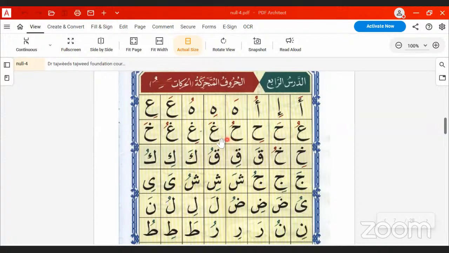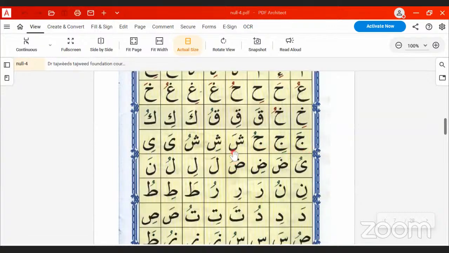Ha, Hi, Hu, Ga, Ghi, Gu, Kha, Khi, Hu, Qa, Qi, Qu, Ka, Ki, Ku, Ja, Ji, Ju, Sha, Shi, Shu, Ya, Yi, Yu. Be careful whenever the Ya is given a kasra. Don't say E. It is Yi. Y-I. Okay, Yi. Don't say E. Don't put the sound E. Okay. So this is Ya, Yi, Yu.